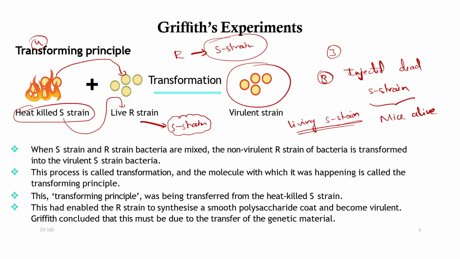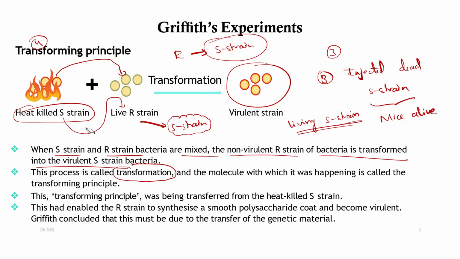Yes, sir. From this fourth step, Griffith understood that there is something that allowed the R strain to acquire the ability of the S strain. Okay, and what is that? We don't know. At that time people didn't know what that was. So see here, when S strain and R strain bacteria are mixed, the non-virulent strain is transformed into the virulent S strain bacteria, and that process we call transformation. The R strain has transformed into the S strain.